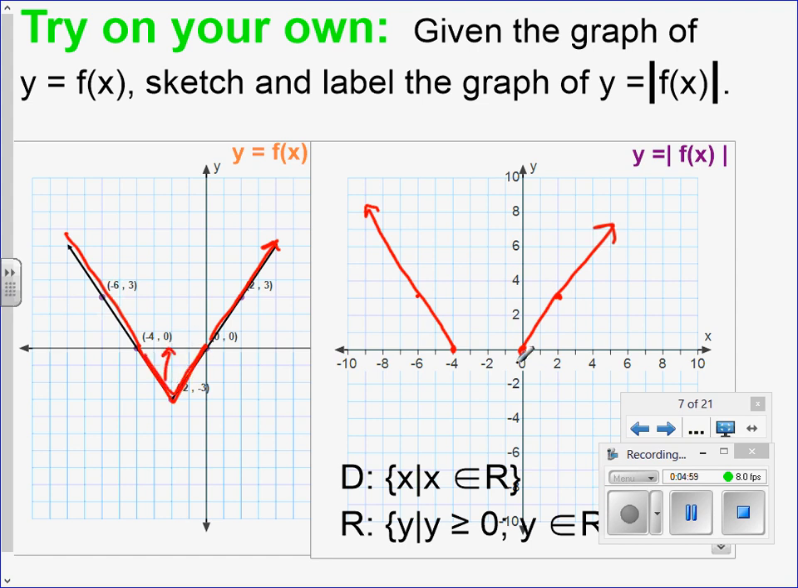So the point -2 and -3 is going to become -2 and +3. And then I'll just connect the dots like that. So you can see the domain is going to be x is an element of the reals, and the range is going to be y greater than or equal to 0.